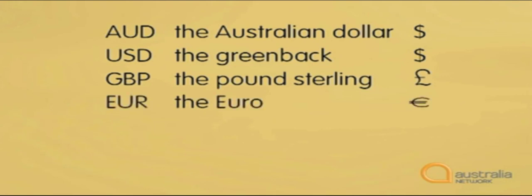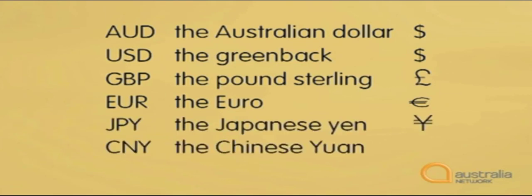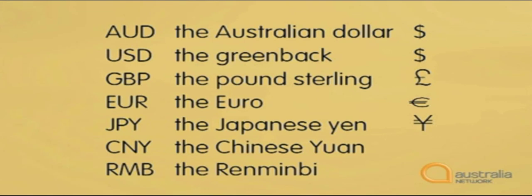In the European Union, they use the euro, written like this, EUR. In Japan, it's the yen, written JPY. In China, it's the yuan, written CNY, and the renminbi, RMB. Notice that we write the currency before the number, but we say it after the number. So we read $2 or £4.15.